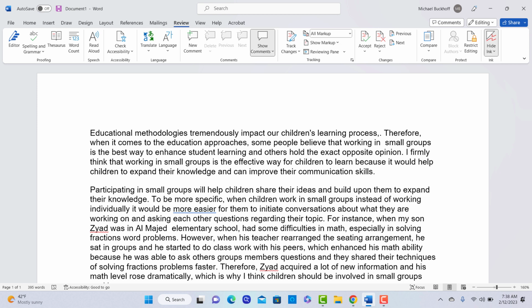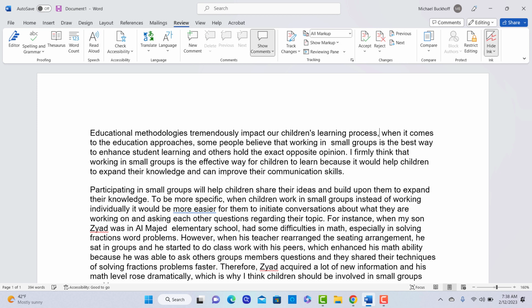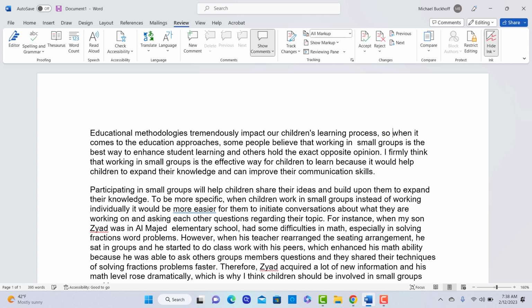And I'm going to get rid of the "therefore" and put "so" in there to create a compound sentence here. You have what's called a compound-complex sentence. I could put a comma here if I wanted to. I think I'm going to let it go here. So I'm going to use the "so" to separate the two independent clauses, and the second one is a complex sentence. What I did here is get rid of some of those grammatical words, and this incredibly increases your vocabulary level. Educational methodologies tremendously impact our children's learning process.